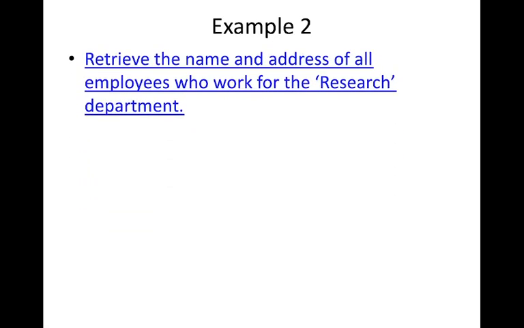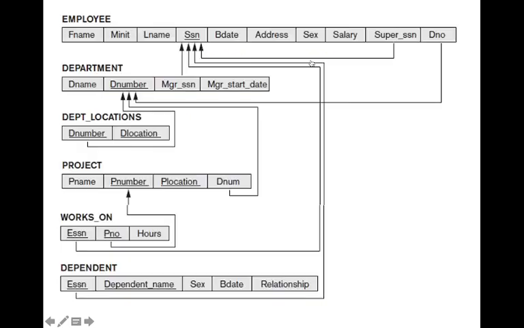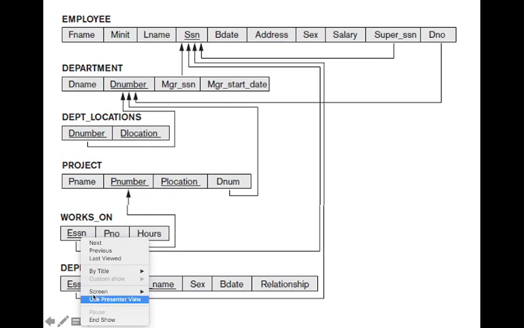Then we will see another example. Example 2: retrieve the name and address of all employees who work for the research department. Name and address are in this table, and who works in the research department, that department name is not in this table. That department name is in this table. So we want data from these two tables, so we have to include employee comma department.